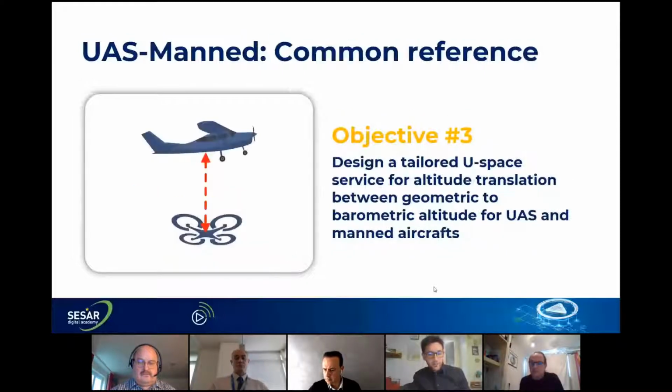And finally, in the third objective, we designed tailored U-space services for the altitude translation between geometric and barometric altitude, also for UAS and manned aircraft. So we have analyzed the translation model, defining the input and output parameters, the actors involved, also the communication strategies for the delivery of this service, and finally, the error introduced by this translation from the barometric one to the geometric.